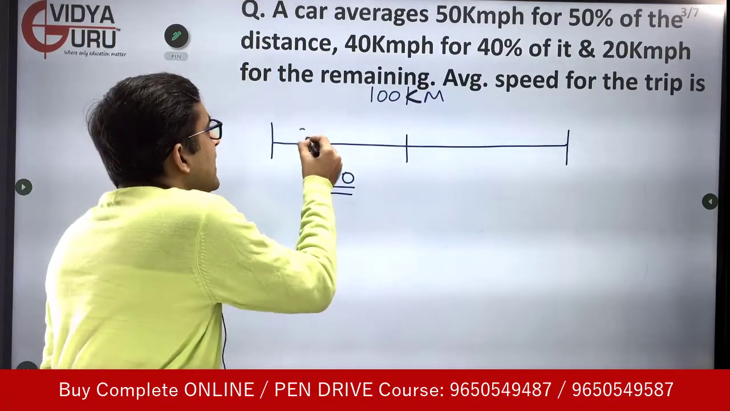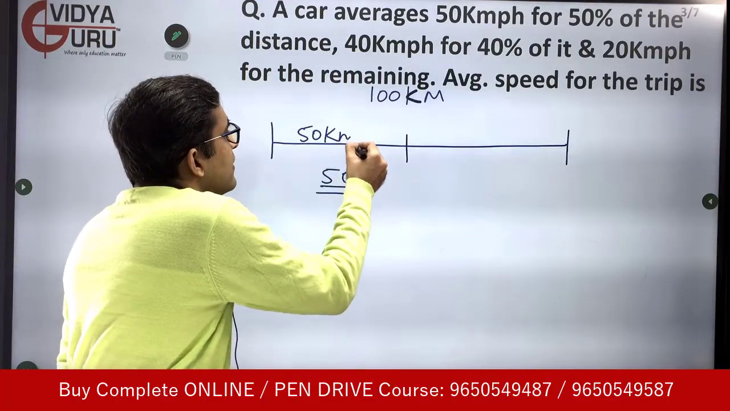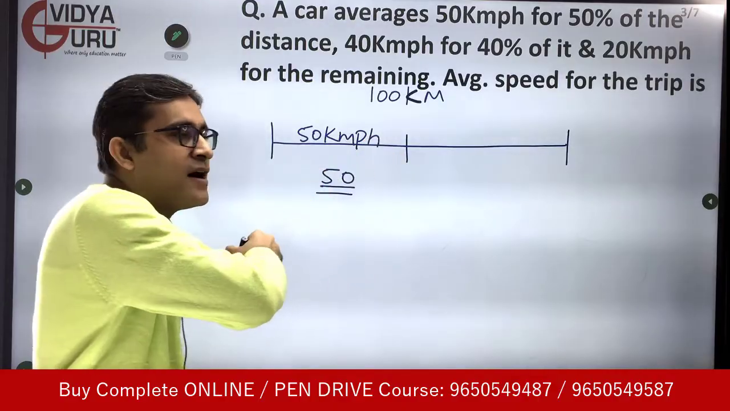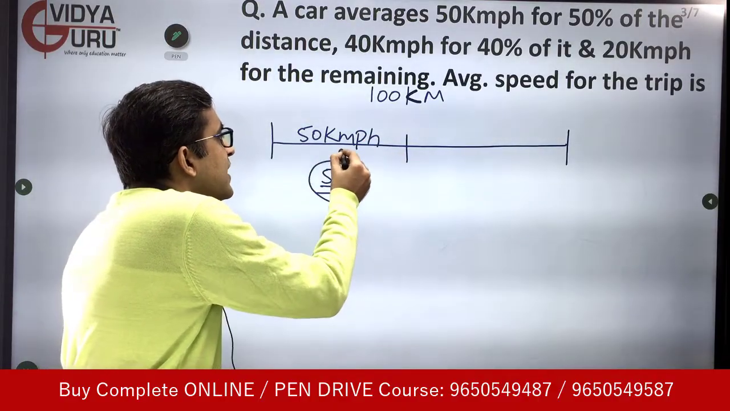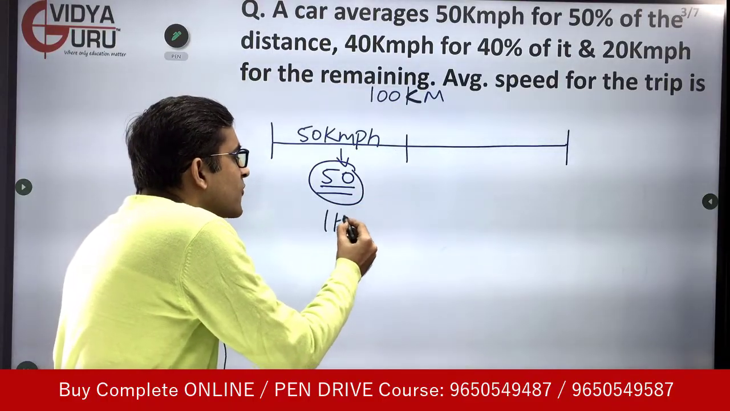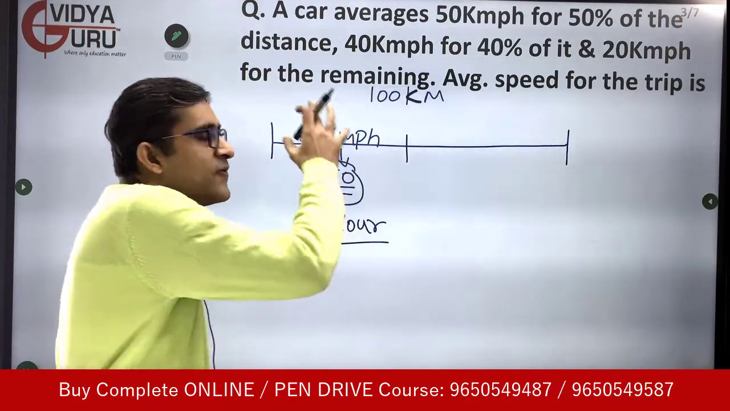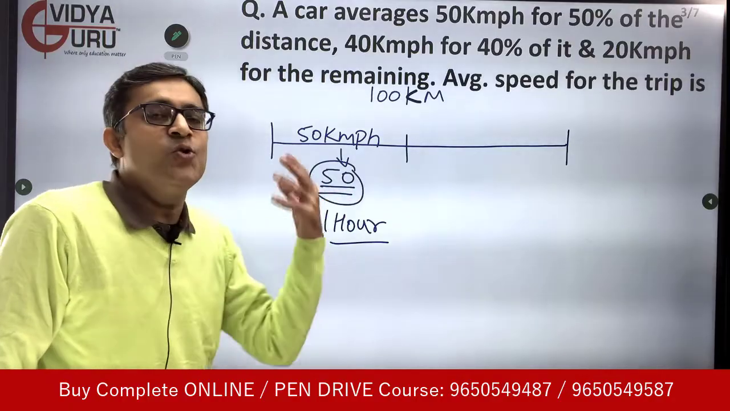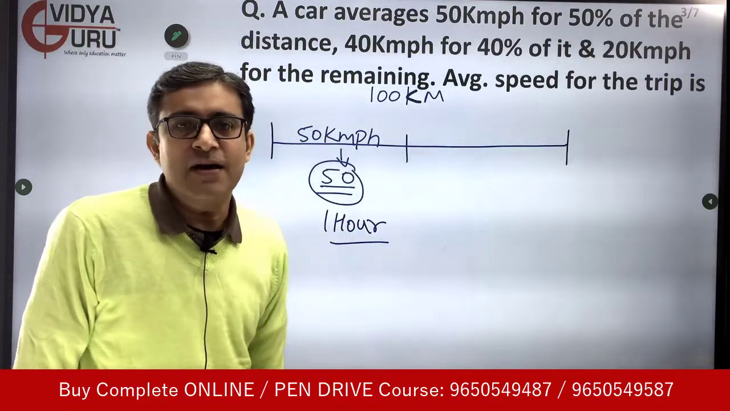The speed is 50 kilometers per hour. So to travel these 50 kilometers, what will be the time taken? The time taken will be, of course, 1 hour. Driving at 50 kilometers per hour, you cover 50 kilometers in 1 hour.